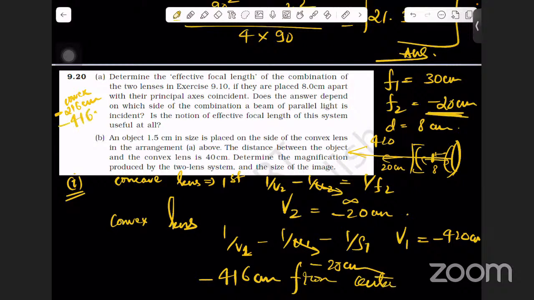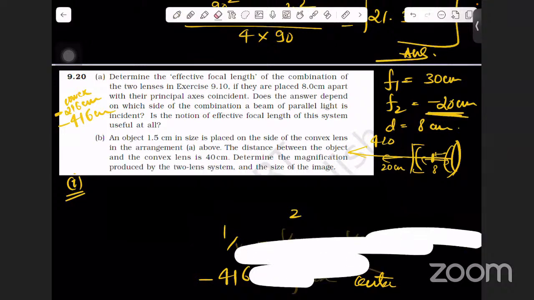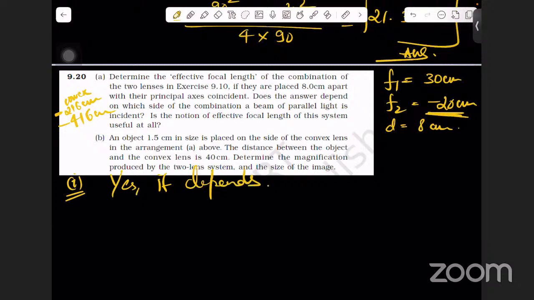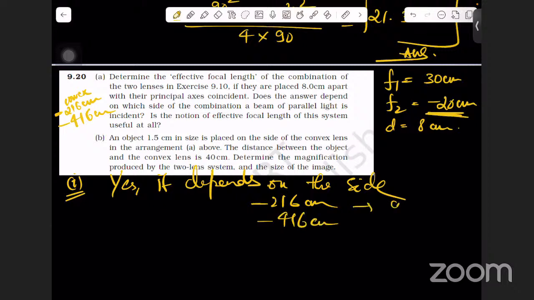Minus 216, minus 416. So what did we find? We found that yes, it depends. Yes, it depends on the side of the combination. Minus 216 centimeters if convex is first, and minus 416 centimeters if concave is first.